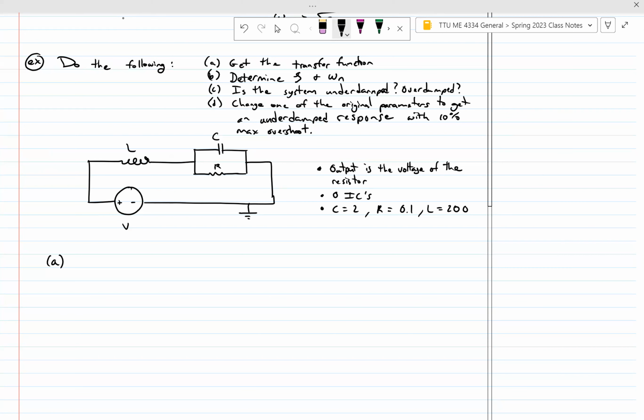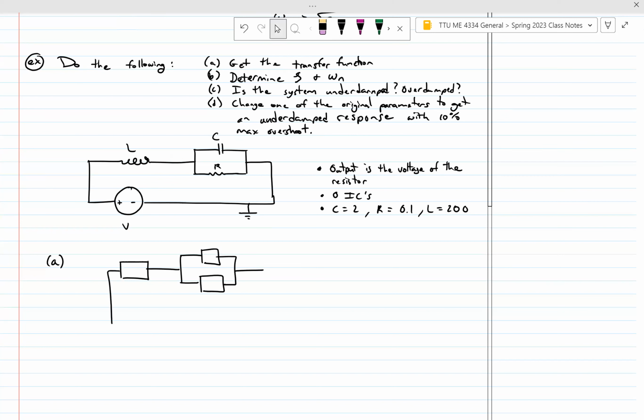Okay, so guide me through it. Let's work on it together, since you guys should be experts on this by now. How do we get a transfer function for this system? Okay, good. So let's start by doing the impedances here. So that's the inductor. That's our capacitor. That's our resistor.